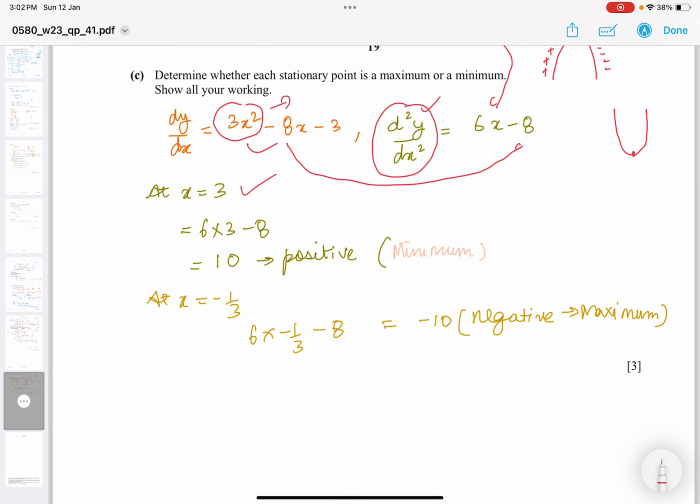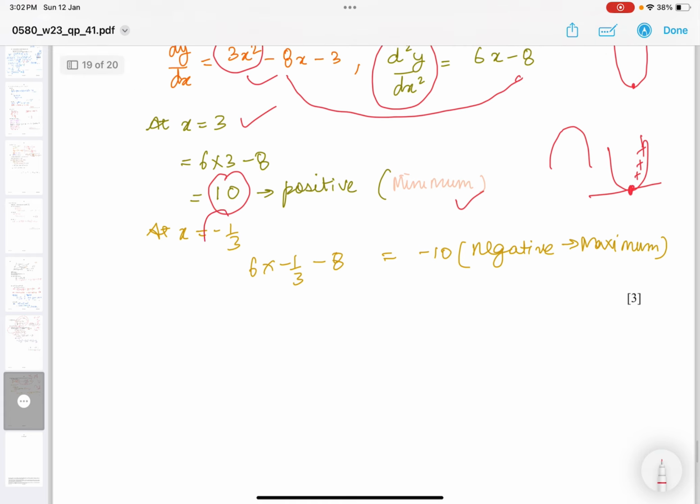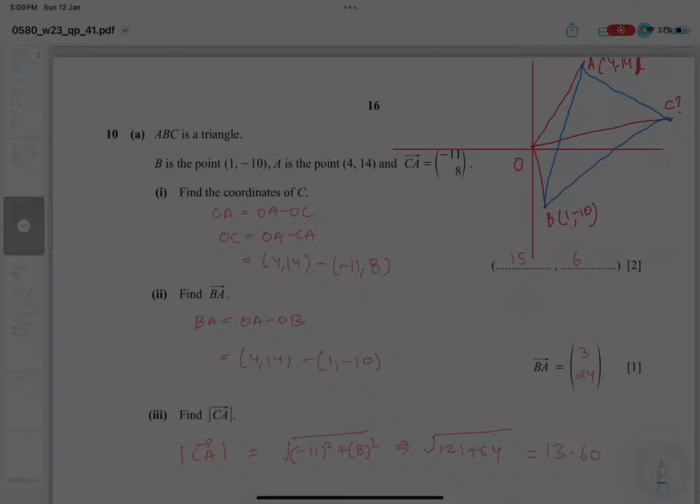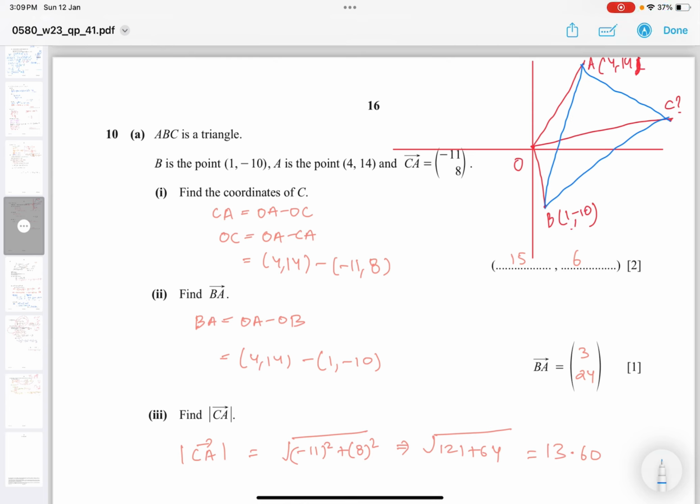At x equals 3, our d squared y upon dx squared is coming out positive, right? If it is positive, that means after this point the slope is increasing. That means it is the minimum point. And for x equals negative 1 by 3, it is coming out negative, so it is a maximum. Let's quickly do this question now.